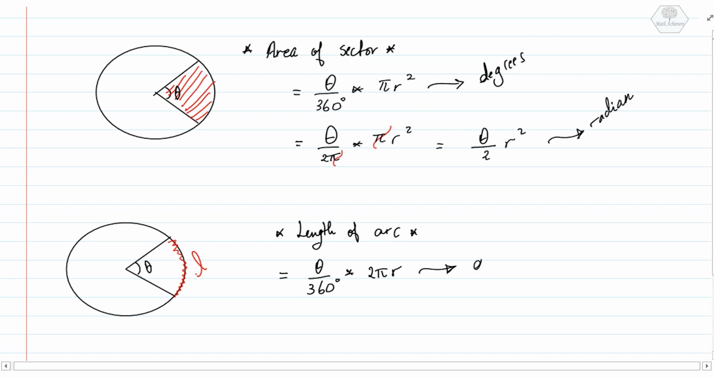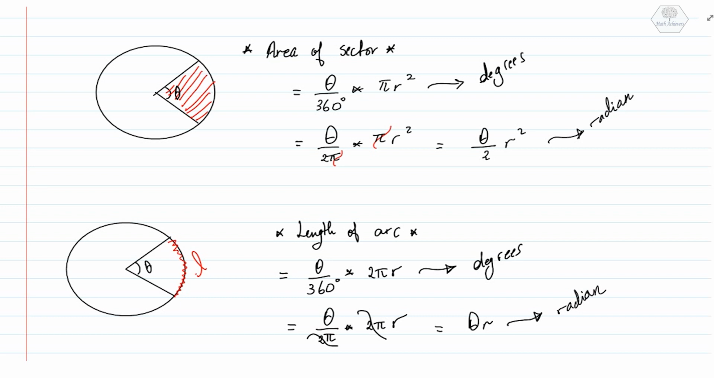Also, this value is in degrees. To find it in radian measure, I need to have theta over 2 pi times 2 pi r. The 2 pi crosses out with the 2 pi, giving a final value of theta r. This value is in radians. I hope it's clear how we can deal with right angle triangles, non-right angle triangles, the area of triangles, finding the area of a sector and the length of an arc.